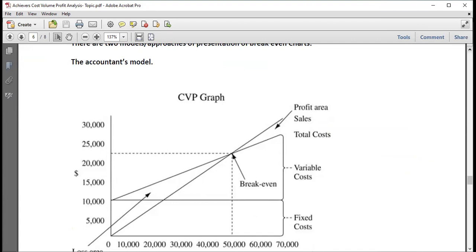Now, for you to also understand, this is called the accountant's model. But we also have what we call the economic approach, or the economist's model. The accountant's model, like you've seen, is a straight line, where we have different assumptions that we are going to look at. This model also has a single break-even point. You're going to see what happens with the accountant's model shortly. This is how the graph looks.